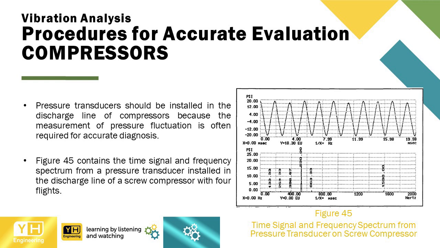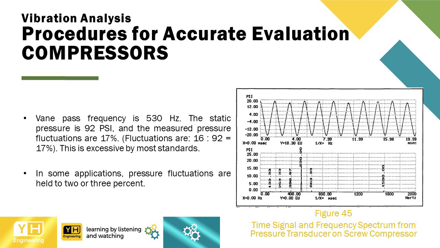Pressure transducers should be installed in the discharge line of compressors because the measurement of pressure fluctuation is often required for accurate diagnosis. Figure 45 contains the time signal and frequency spectrum from a pressure transducer installed in the discharge line of a screw compressor with 4 flights. Vane pass frequency is 530 Hz.